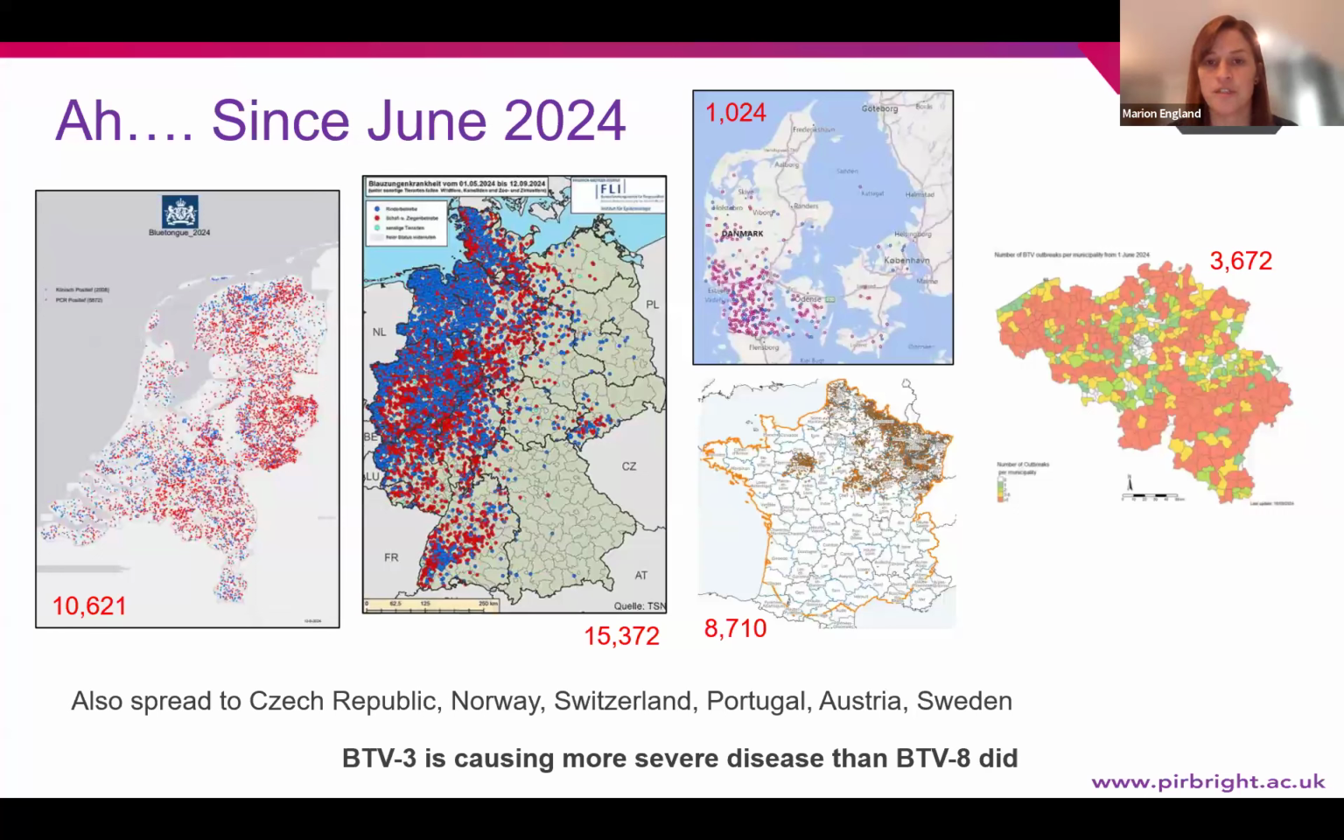It's also spread north to Denmark, so they've had just over 1,000 cases, and it's also spreading from Belgium down through France as well, and Belgium is more or less covered. And there's also been spread to the Czech Republic, Norway, Switzerland, Portugal, Austria, Sweden. It's just spreading a lot this year. And as I mentioned, BTV3 is causing more severe disease than BTV8 did, so we're getting much more significant losses in livestock.